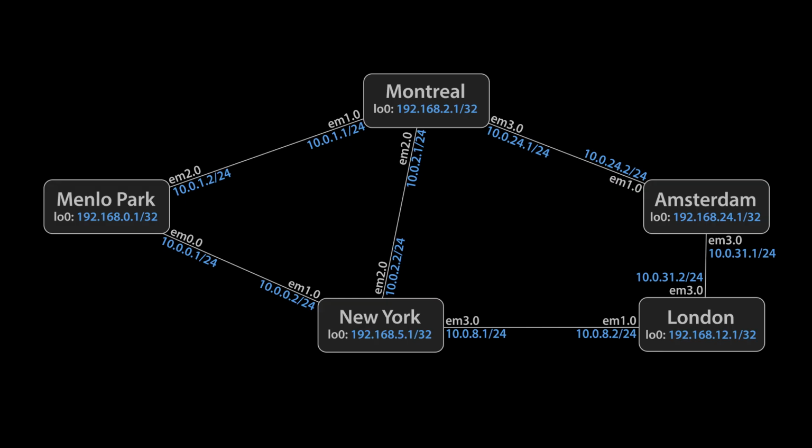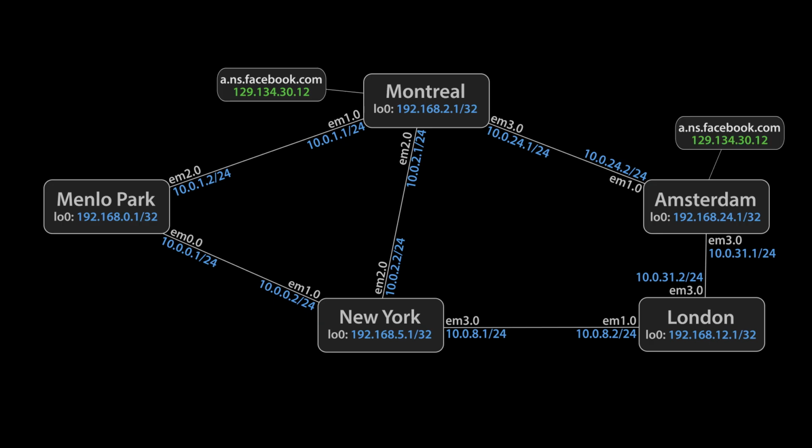But anyhow, since this is supposed to be a mock-up of Facebook's global network, let's add in one of their DNS servers. So a.ns.facebook.com has an address 129.134.30.12. I arbitrarily stuck that in Montreal. But they almost certainly have multiple DNS servers responding to that address in multiple locations. So I'll add a second server with the same IP address in Amsterdam as well. And that'll work perfectly fine.